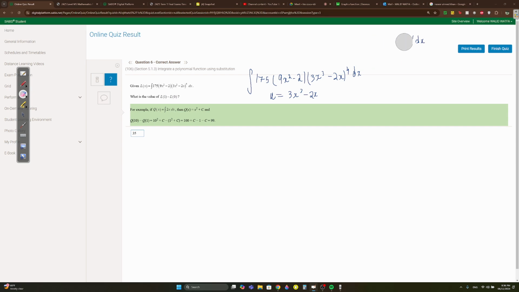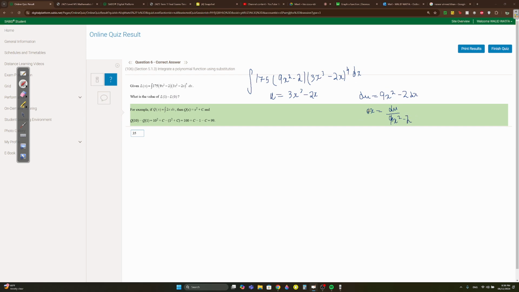For those of you who don't know why, when you differentiate this, what do you get? You get du with respect to x, so du over dx, and what do you get? You get 9x squared minus 2. When you cross multiply, you basically get du is equal to 9x squared minus 2 dx. This is where the whole du equals u prime dx came from, okay? So that's why I always write du is equal to 9x squared minus 2 dx. After you write this, you can now say that dx is equal to du over 9x squared minus 2.